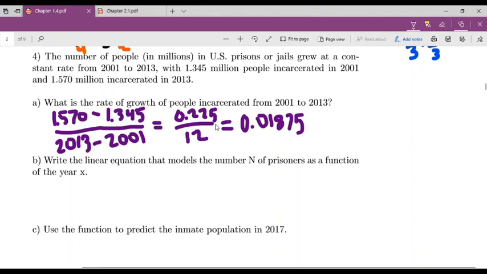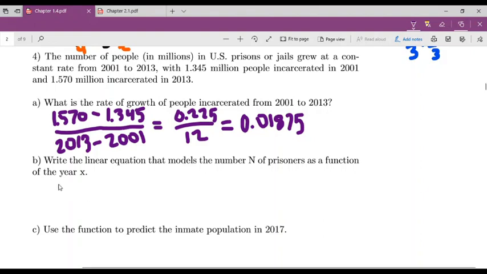B says write a linear equation that models the number n of prisoners as a function of the year x. So we want to model the number of prisoners as a function of the year x. What we can do is we can write it in slope-intercept or point-slope. In part C, it's going to want us to use the function to predict the inmate population in 2017. So if it's going to want us to do that, we're probably going to want to do slope-intercept.